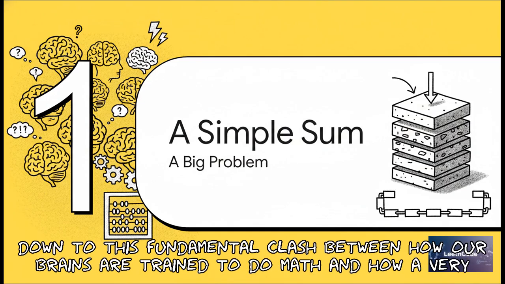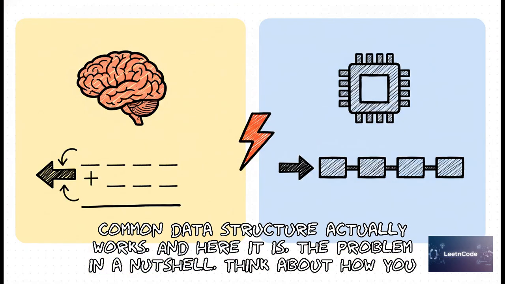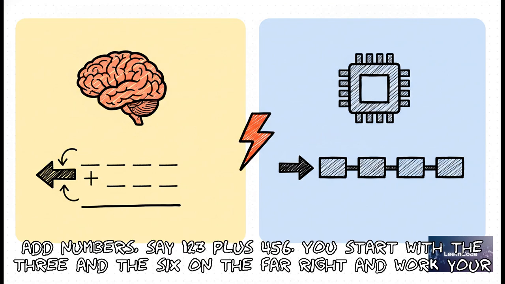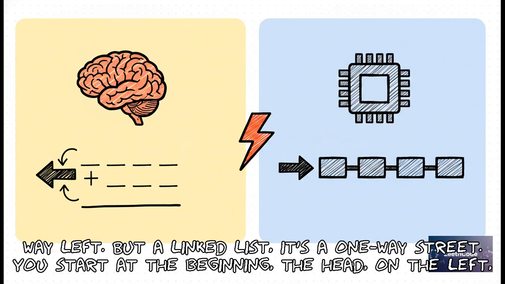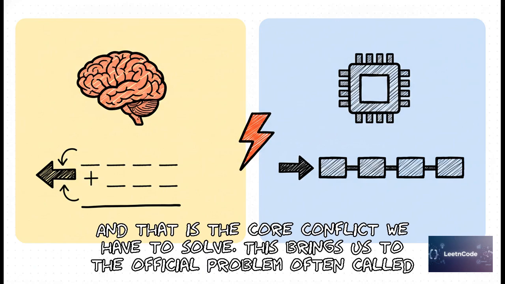Well, it all boils down to this fundamental clash between how our brains are trained to do math and how a very common data structure actually works. And here it is, the problem in a nutshell. Think about how you add numbers, say 123 plus 456. You start with the 3 and the 6 on the far right and work your way left. But a linked list, it's a one-way street. You start at the beginning, the head, on the left, and you can only move forward, to the right. There's no jumping to the end, no going backward. And that is the core conflict we have to solve.